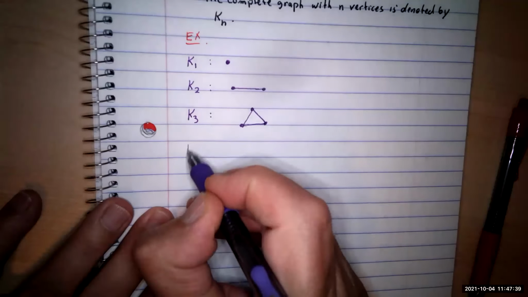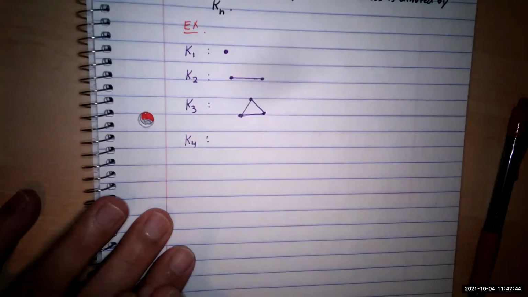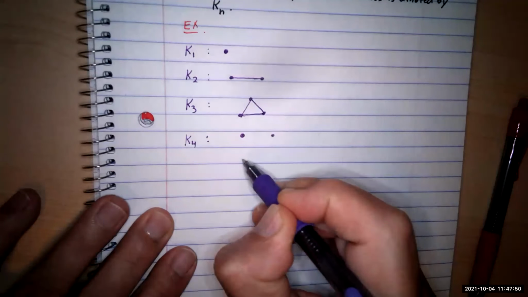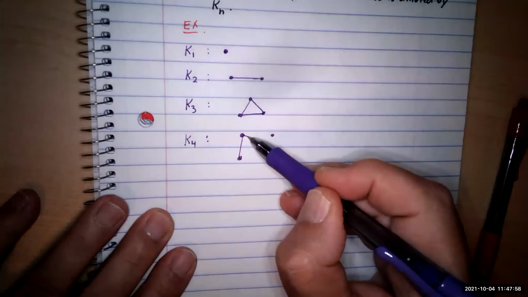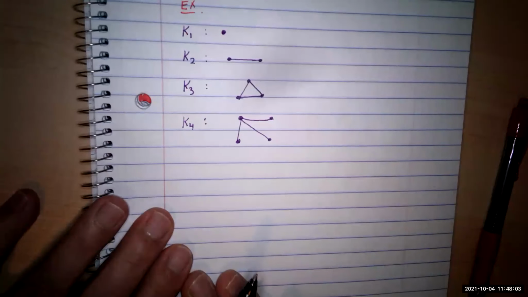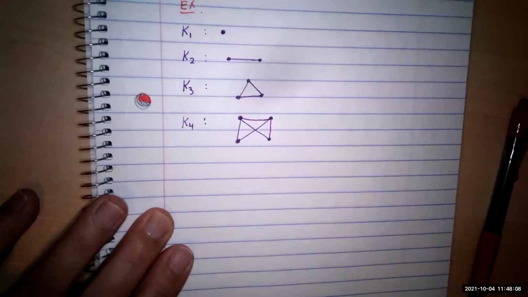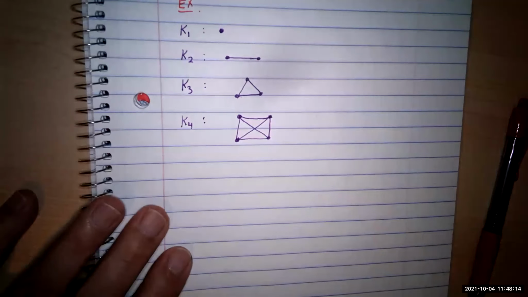K4 is popular. A different way to graph it. The bad one is this one: 1, 2, 3, 4. Each vertex must be connected to the others. You see, 1, 2, 3, and again 1, 2, 3. The degree of each vertex is 3.